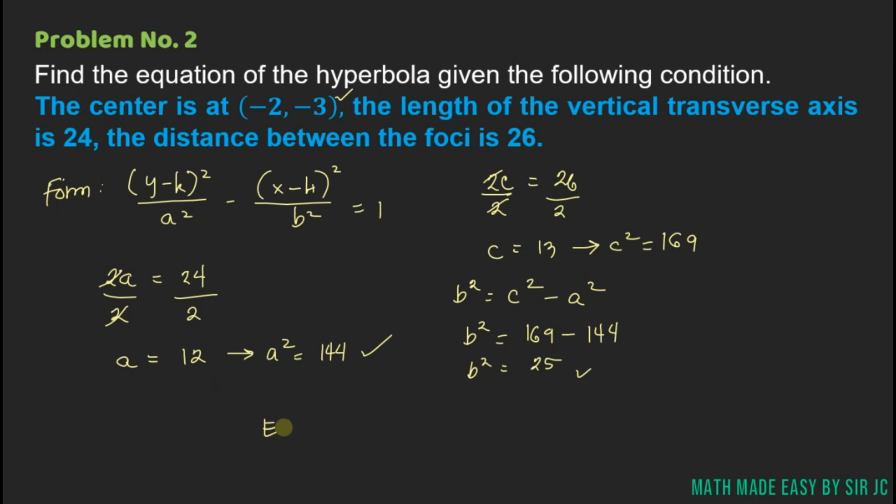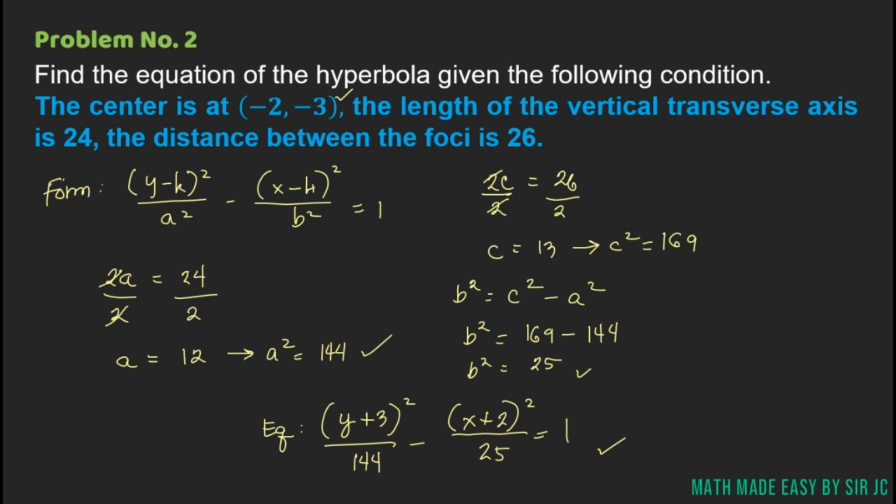Therefore, the equation of the given hyperbola is y. Our k is -3, then minus, it becomes plus. y plus 3 squared over a squared, that is 144, minus x, and h is -2. So we have plus 2 squared over 25 equals 1. Okay, so this is the equation of the given hyperbola.